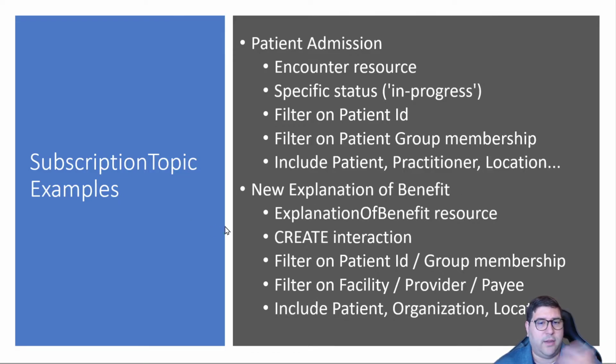You can see, to carry the example into something else, like an explanation of benefit. There's an EOB resource. You would want it, for instance, on the create interaction. You might want some of the same filters about patient ID and group membership that we used, but you also might want to say you're exposing filters on facility or provider or payee. And in addition to the EOB resource, you might want the patient, the organization, the resource, the location, some of those different types of things. And you can build those up in the definitions, and then since they're in the registry, all that work doesn't have to be repeated in every use case and scenario.